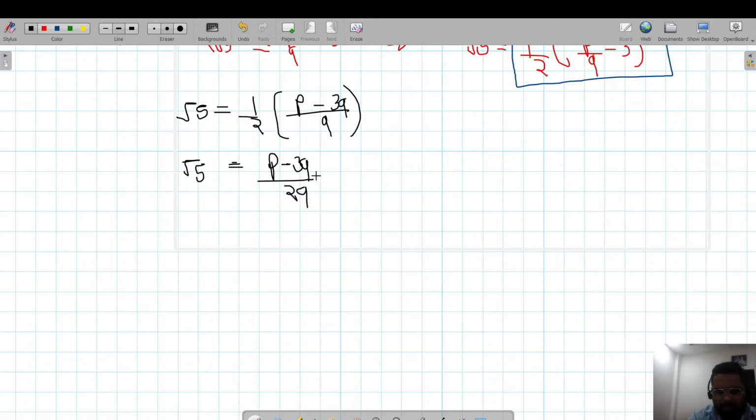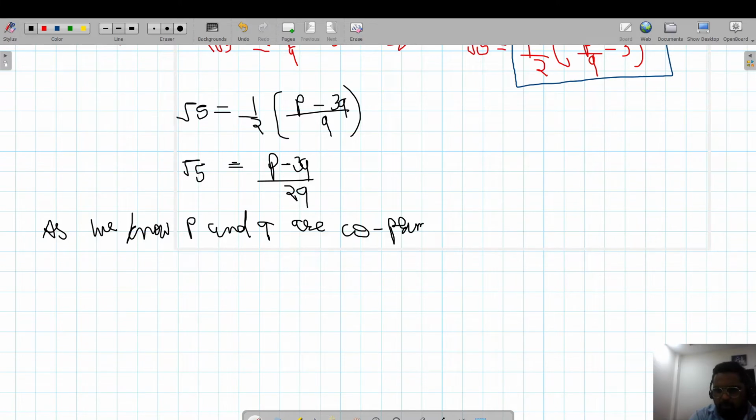So I can see here that p and q, as we know, are co-prime, and the integers also.